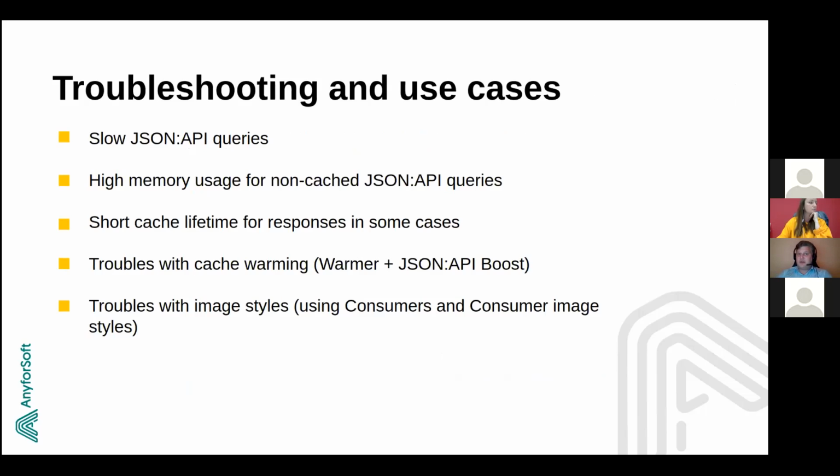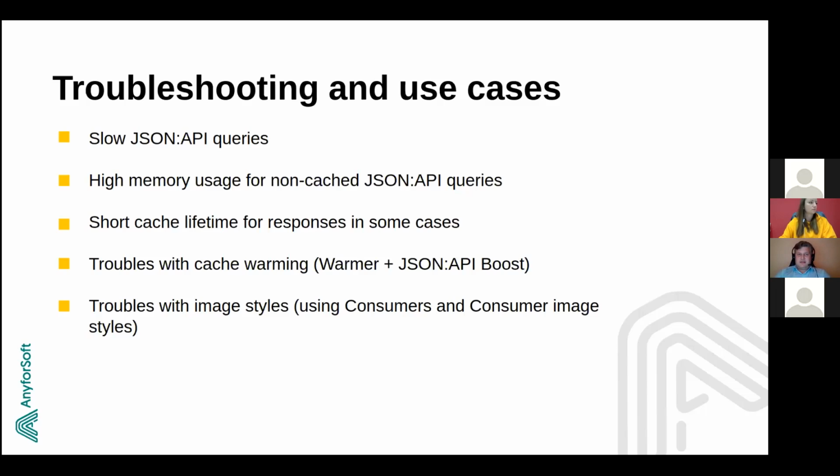Next, a few words about troubleshooting and use cases. First thing, it's slow JSON API queries. First of all, when we are building queries from the React side, for example, to the JSON API, we should do some optimization, and we should use only optimized queries for decreasing possible operations. Especially, it could be related to file operations, image operations, working with paragraphs, and with entities which contain a lot of fields, because this kind of operation could be really hard for processing.